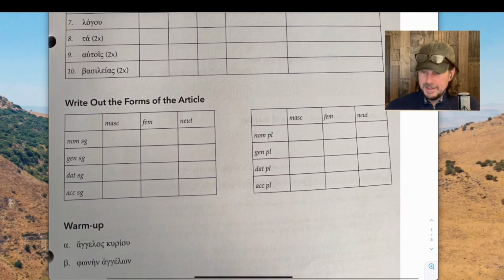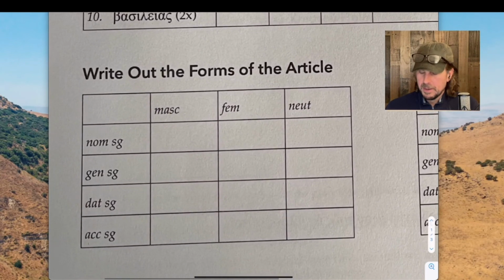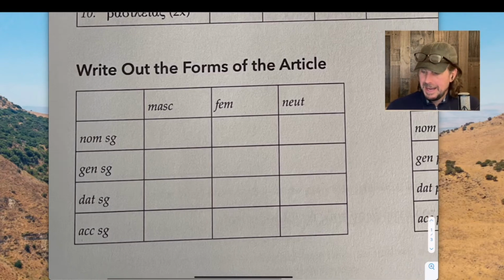Now we're going to look at this as a great exercise. Write out the forms of the article. I'm tempted not to do this, but I want you to do it by yourself first. And you want to do this by memory. You want to do this by memory.